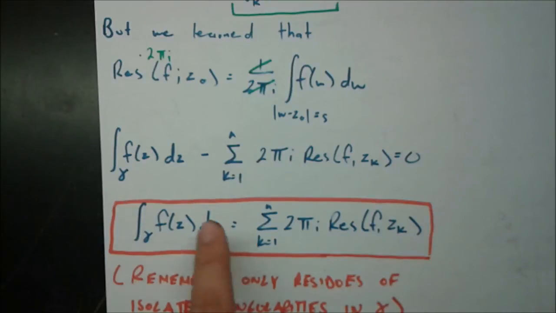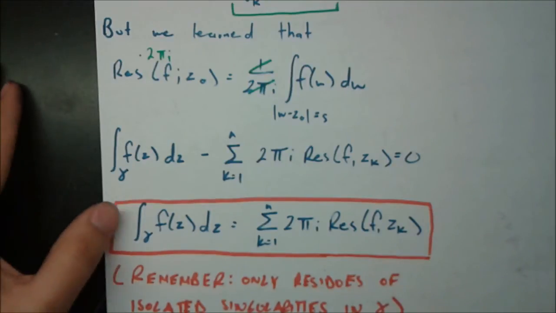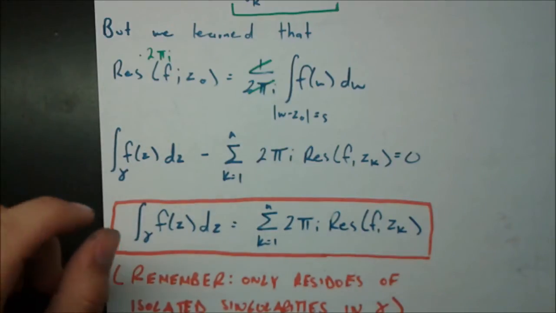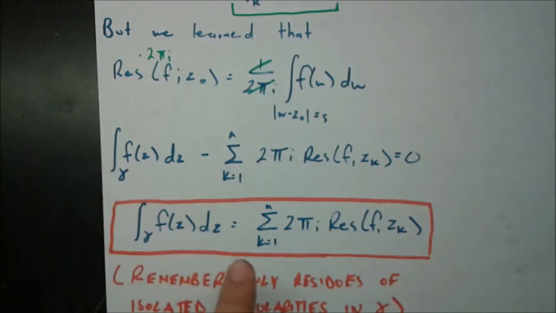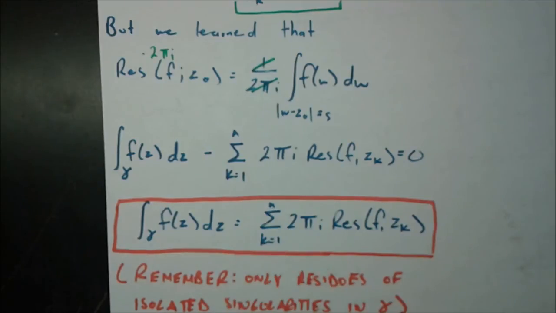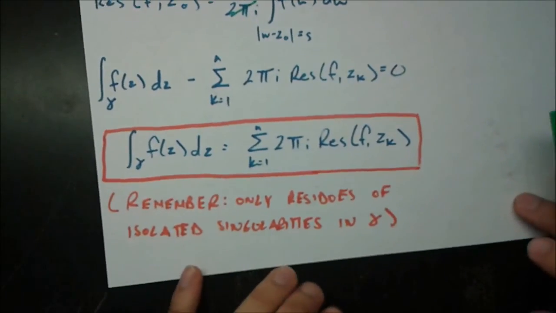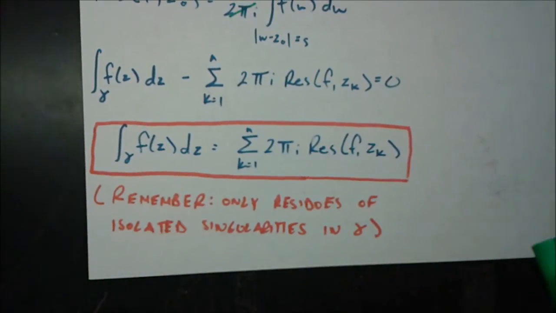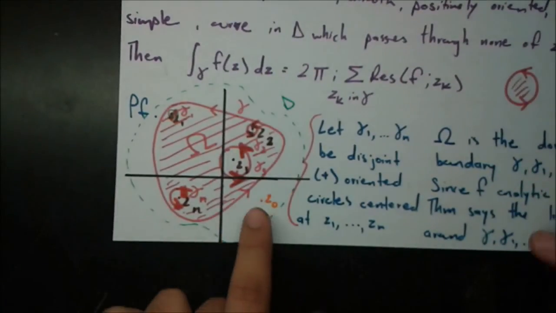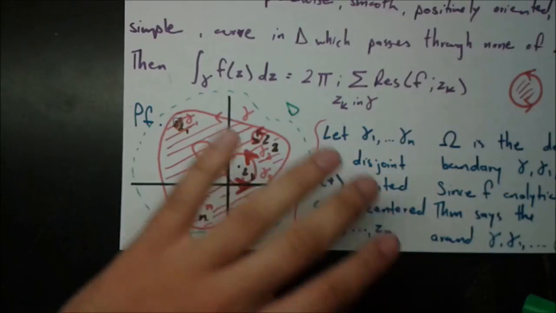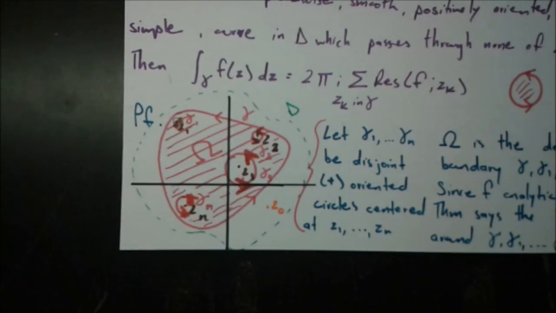So the final result, which is the residue theorem, says that the integral of f of z dz around gamma, the biggest outside loop, is equal to the sum from k equals 1 to n of 2 pi i times the residue of f at z sub k. And just a final note, remember that you only take the residues of isolated singularities inside gamma. So just to note, this z0, even though it is an isolated singularity of f, it's not inside the loop we're currently considering, so we don't need to worry about it.